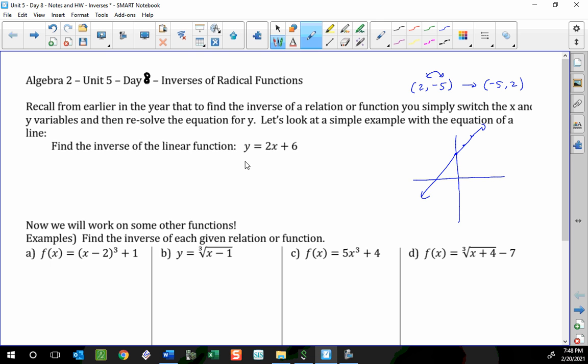So if I want to do the inverse, I switch the x and the y. So I make it x equals 2y plus 6. Then I have to resolve the equation for y. So I'm going to take away 6, so I have x minus 6 equals 2y. And then I have to divide both sides by 2. So the easier thing to do is to just divide every single part by 2. That way you have your slope and your y-intercept separated.